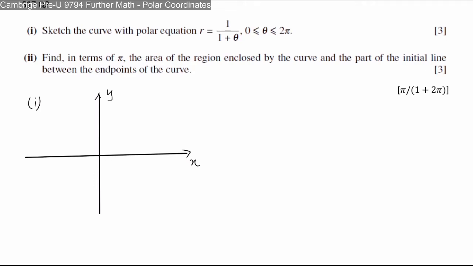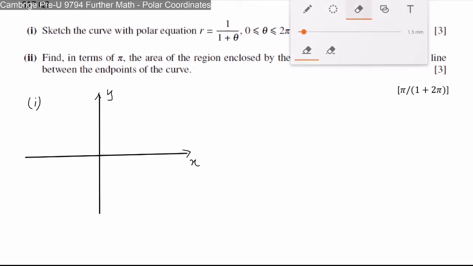1 over 1 plus theta. So if you actually look at the range for the theta, it is from 0 to 2 pi, meaning it's going to cover everything, and when theta increases, the r will actually decrease. Okay, so when theta is equal to 0, we have r equals 1.